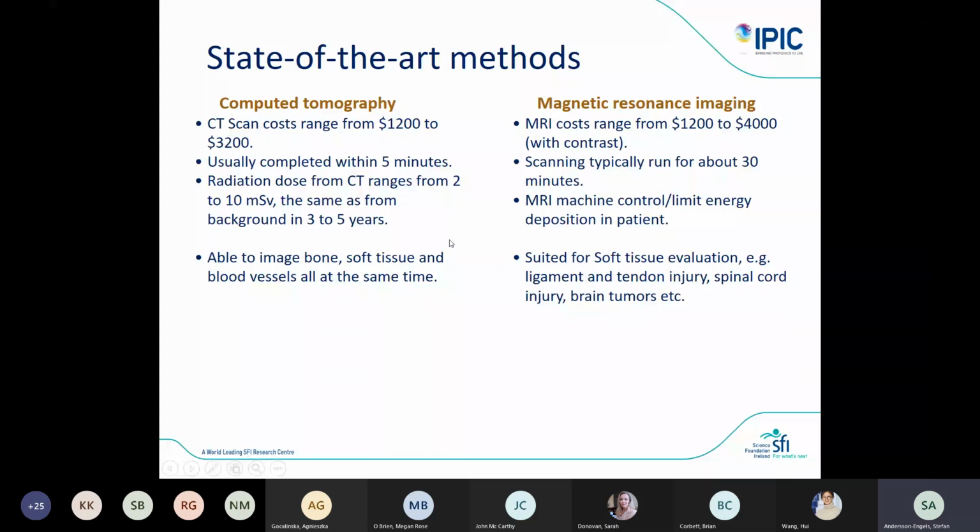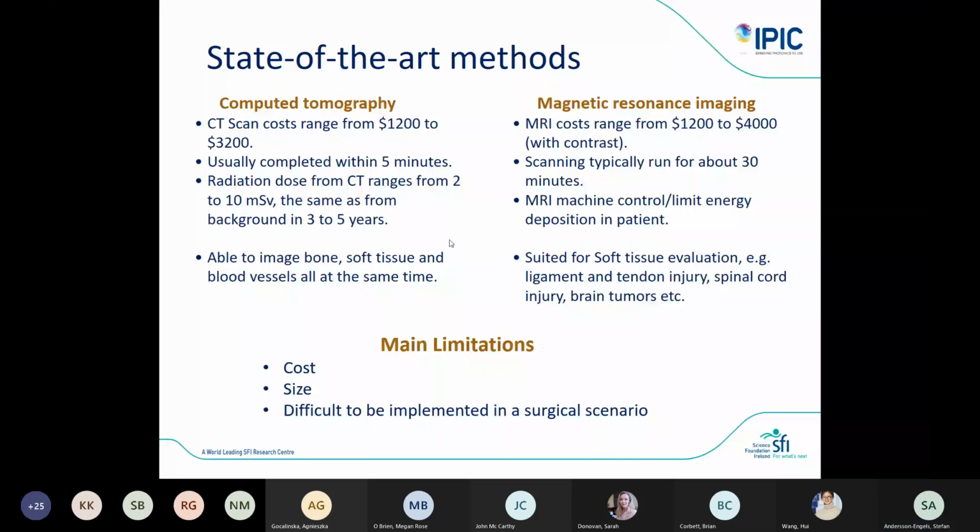But otherwise, they are very conventional techniques. They are costly, have a big size, and are very tricky to implement during surgery. So for surgical guidance, it's not good.